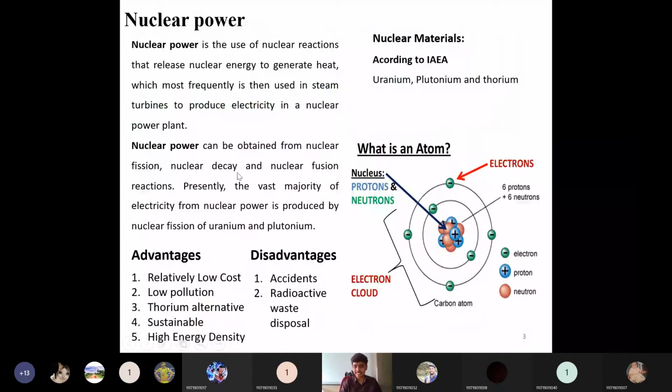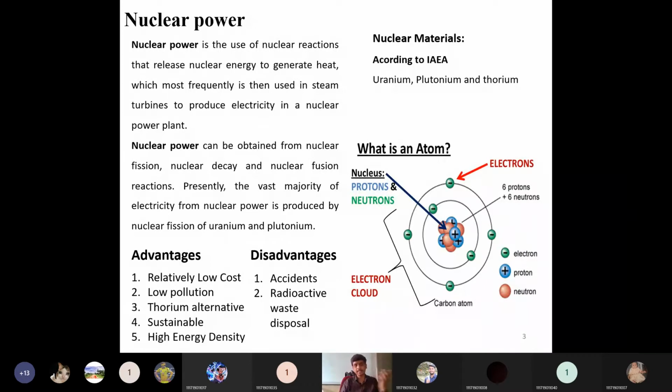Then there are various disadvantages. One is the accident. The next is the radioactive waste coming out of nuclear power plants. Its disposal is very difficult. We cannot simply throw away that radioactive material, since radioactive materials release radioactive rays; they emit radiation.